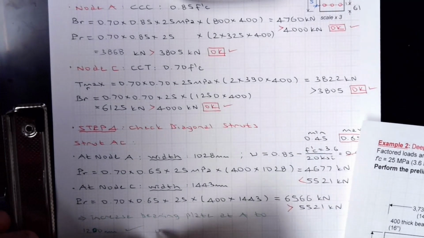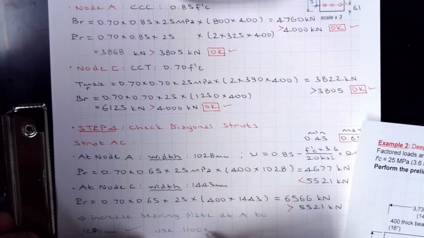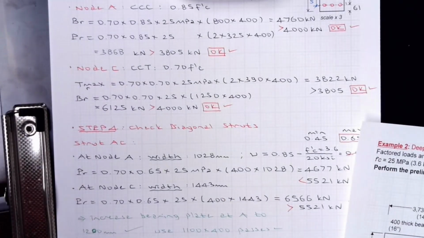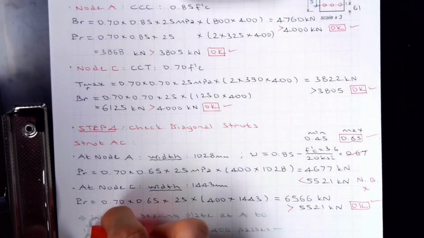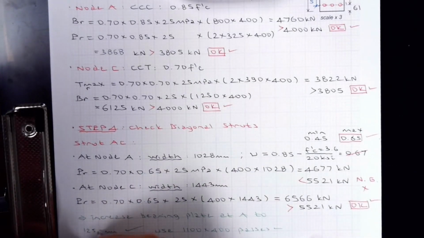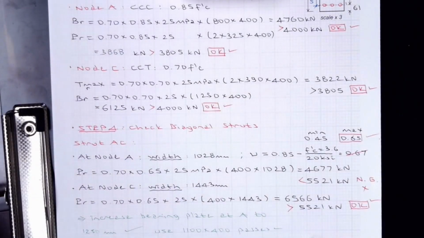So I think in my solution I used, and I see, 1100 by 400. I think I made this pass. So you can use that one as well. So just double check the equation. If you want to use the same bearing plate, definitely you can use the same top and bottom, 1250, or I think you can use something smaller.